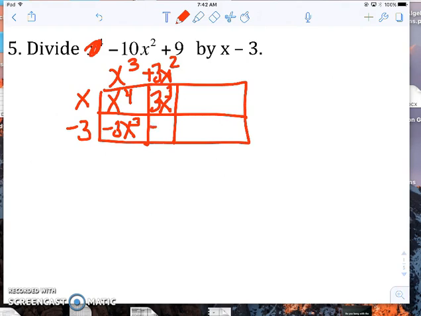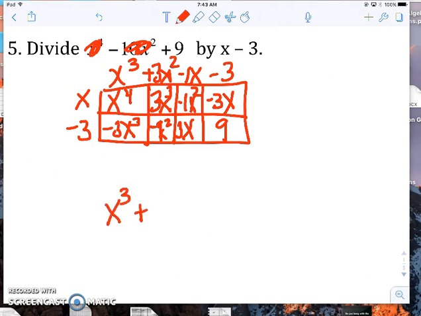3 times negative 3, negative 9x squared. So we need another one, so this would be negative 1x squared, because that would make negative 10. So we have negative 1x, negative 1x times 3 would be 3x. We don't want any x's on the inside, so this would be negative 3x. So negative 3 times negative 3 is 9, which is the number we want, so there's no remainder. So it's x cubed plus 3x squared minus 1x minus 3.